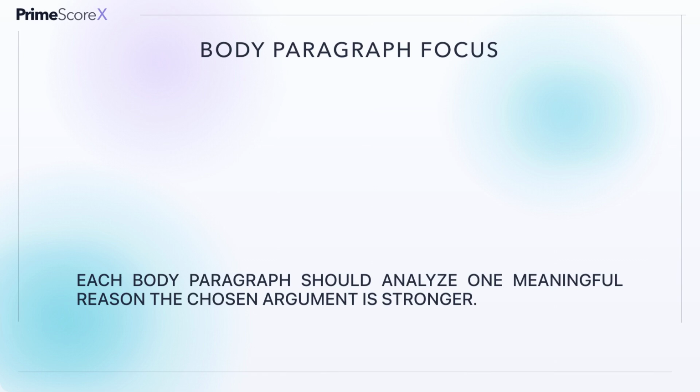Start the paragraph with a topic sentence naming the comparison point. For example, passage 1 uses stronger evidence, then present a specific example from passage 1. Explain how it supports the claim. Contrast it with passage 2's weaker evidence. End by connecting the difference back to your thesis. This pattern keeps the paragraph analytical rather than descriptive.